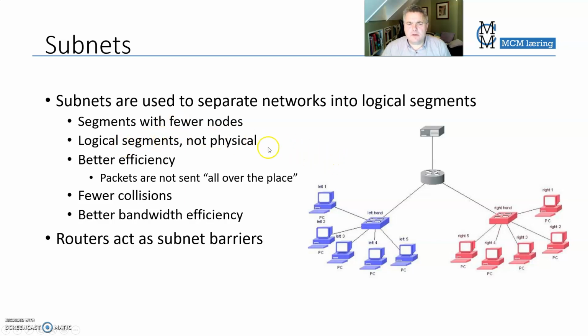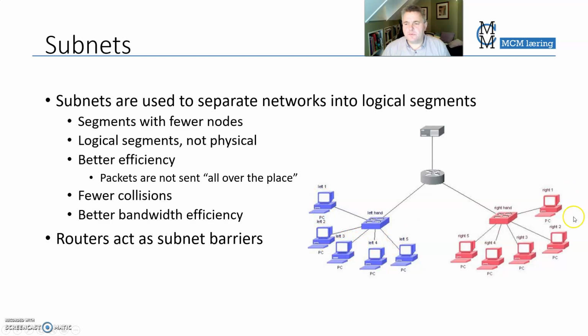It has nothing to do with the physical arrangement of the devices, but it's logical. So it's about addressing. We separate the different subnets with addresses in a way that will be explained later, and it's used to increase the efficiency. If you have a very large company with 200,000 devices, you want to create subdivisions in order to reduce the amount of traffic.